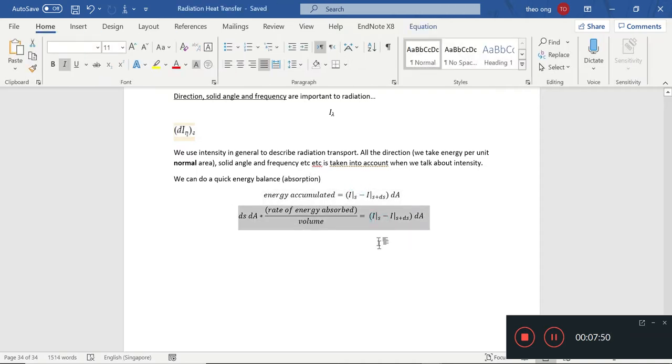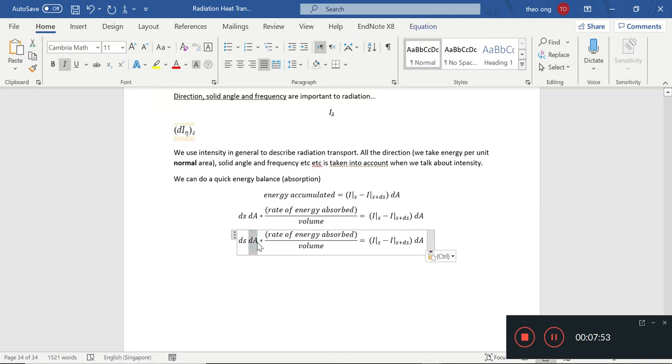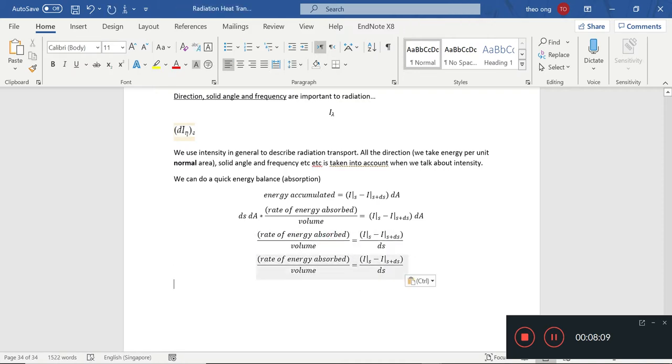If we do this, we can cancel the A's at both sides, and then we can divide both sides by ds. What we get is just a minus dI/ds at the end of the day. So the energy absorbed per unit volume equals minus dI/ds, equals minus the rate of energy absorbed per unit volume.